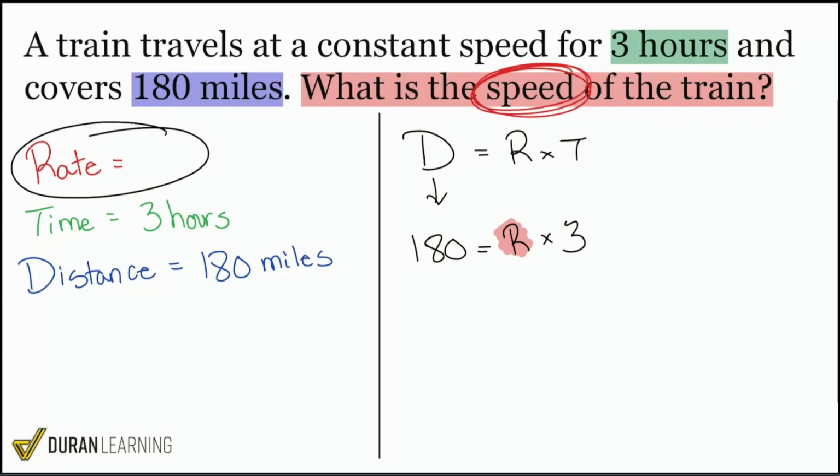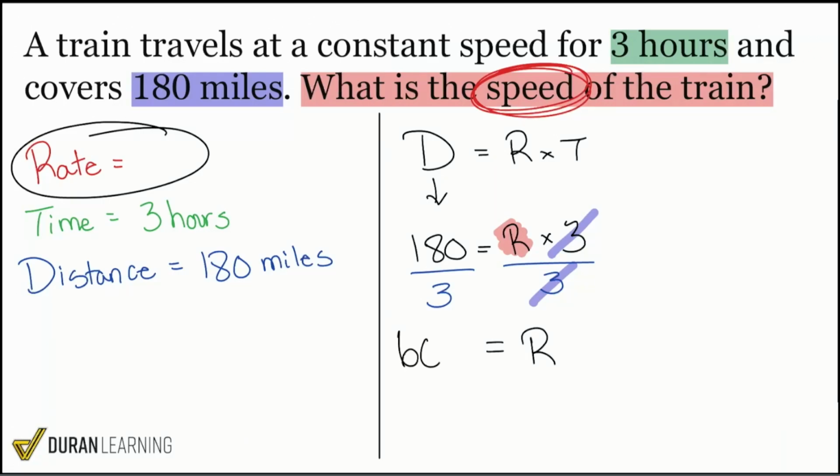So once we do that, check this out. I'm going to divide by 3 on the right side and on the left, knowing that if I do multiplication and division of the same number, it cancels out. And so now all we have to do is 180 divided by 3. And what is that going to be, my friends? Yeah, that'll be 60.